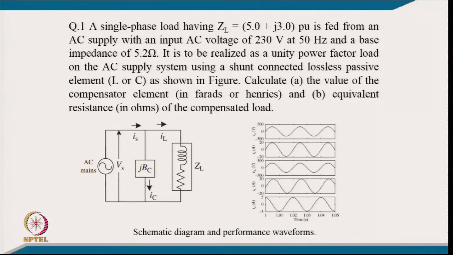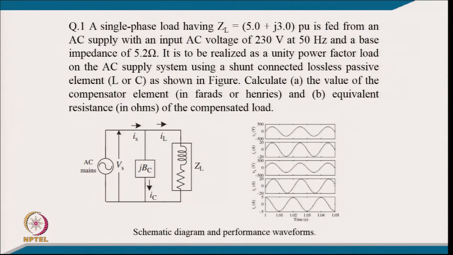So, today we would like to discuss numerical examples to demonstrate all these features, for which we developed the mathematical formulation with proper circuit in the previous part of the lecture. So, let us come to the first numerical example, which is on the power factor correction of a single phase load. If you look into the problem, it is a single phase load having a load impedance of 5.0 plus j 3.0 per unit.